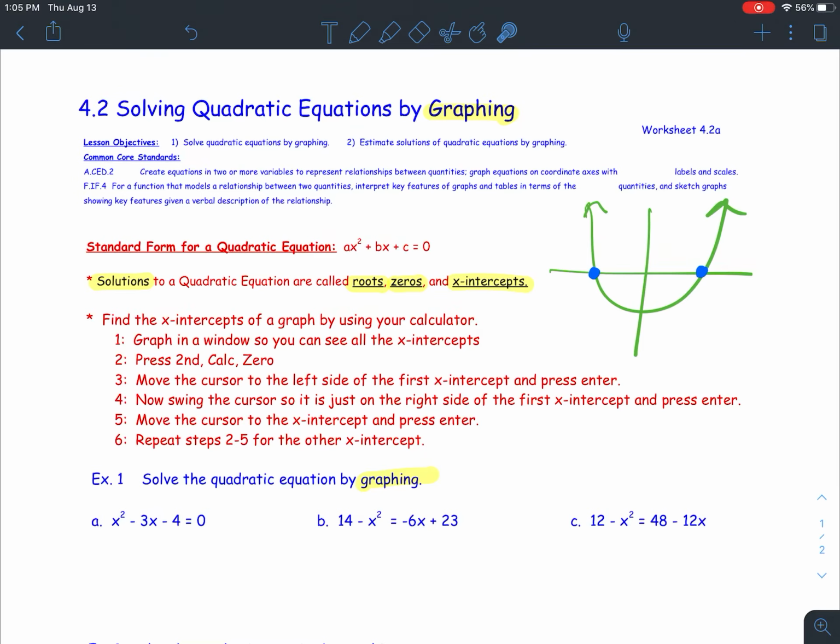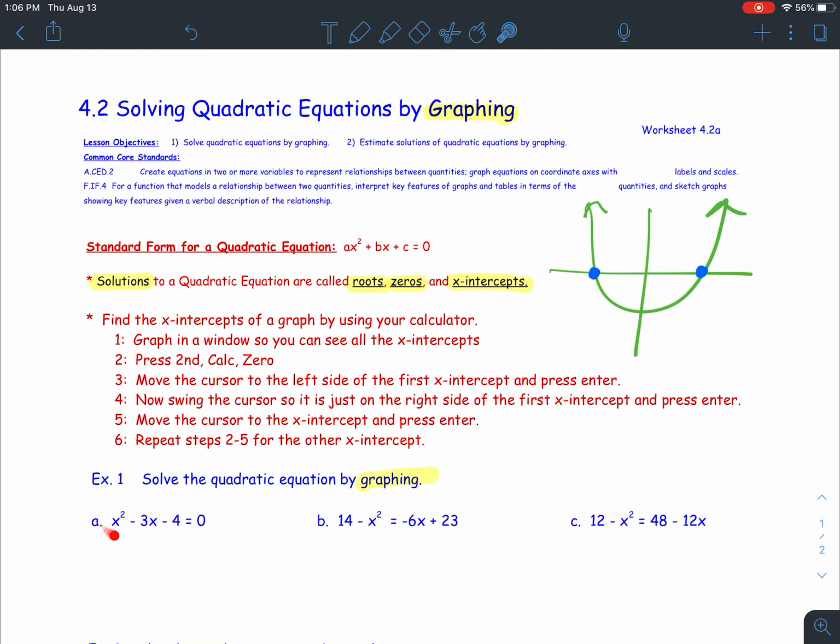All right, so when you're solving these equations by using the graphing method, there is not a lot of work that you need to show. In fact, you really just need to set the problem up. What you have to do is graph the parabola in a window so that it is visible and you can see all of the x-intercepts.